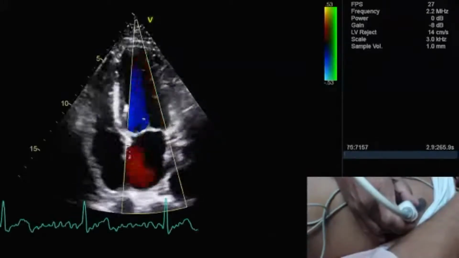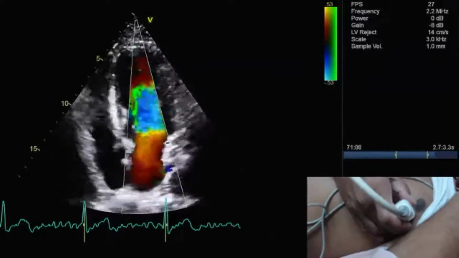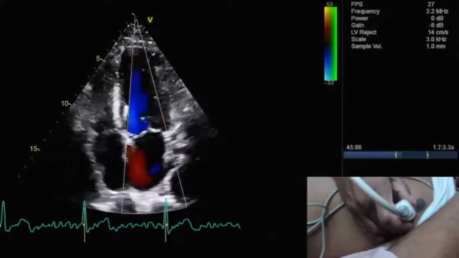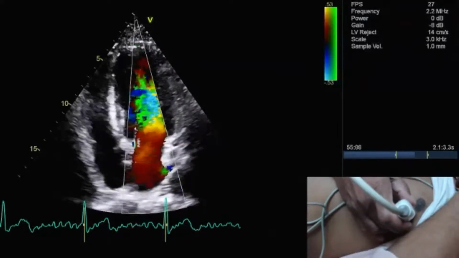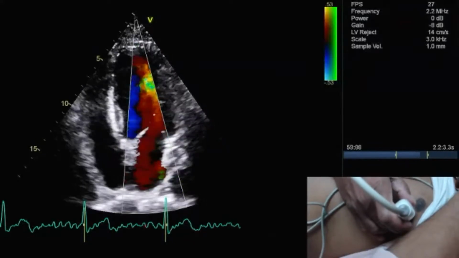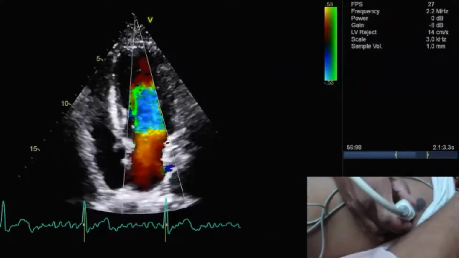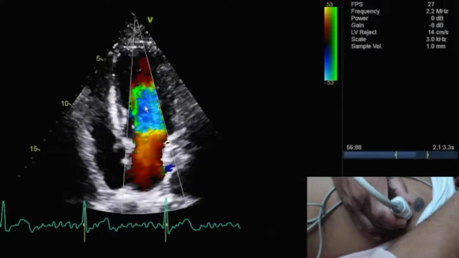So I'm going to freeze my image. Now look at my ECG gating. This is my ECG gating of systole. Now this is the ECG gating of diastole. In diastole, you see velocity in different formats. In early diastole, you find turbulence by CFM. In this turbulence, you see a red color, a blue color, and a green color.